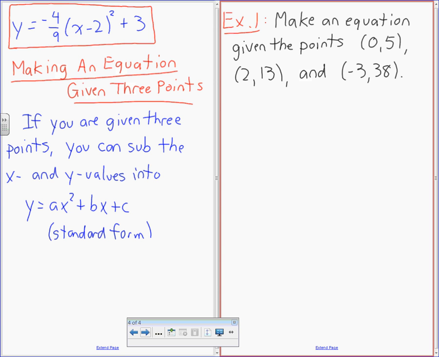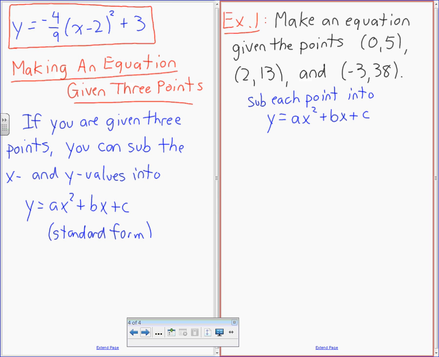What I'm going to do is I'm going to take each point and sub it into y equals ax squared plus bx plus c. And then we're going to be able to hopefully solve this equation.